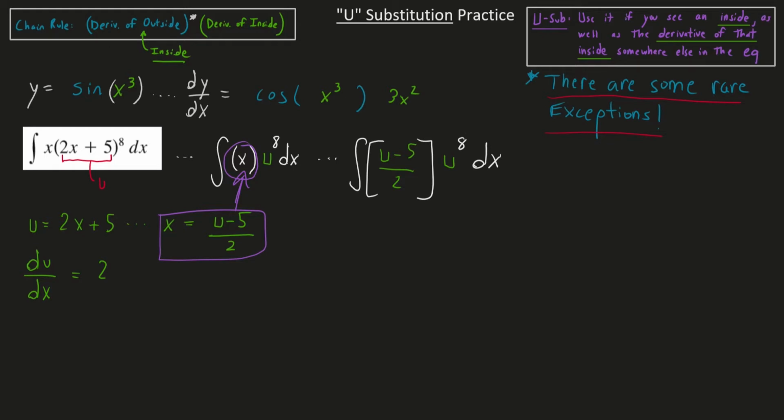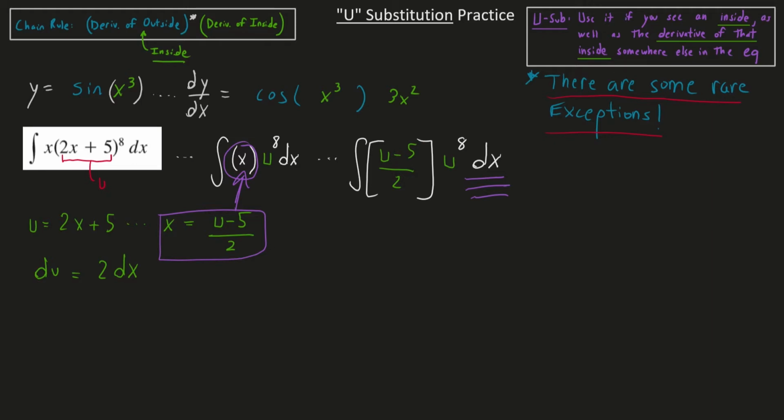Alright, so here's the state of my integral right now. I still got to get this dx out. Well, how do I do that? Well, I can use my derivative, because that has dx in it. So I multiply both sides by dx to get it in the numerator on the right hand side.